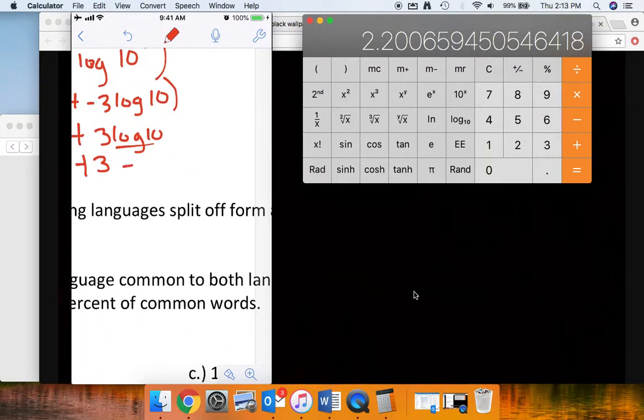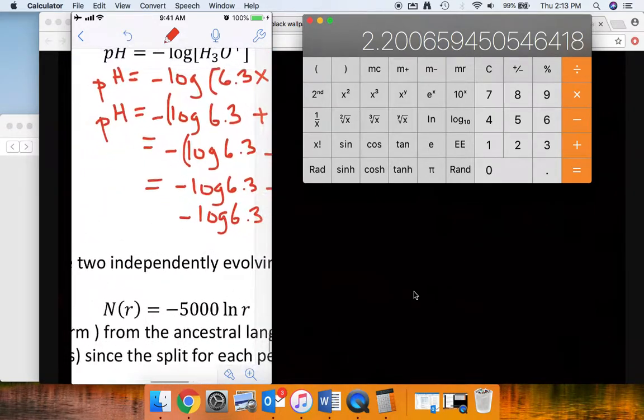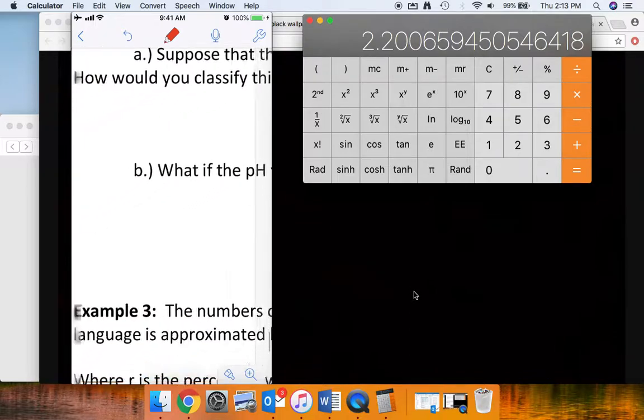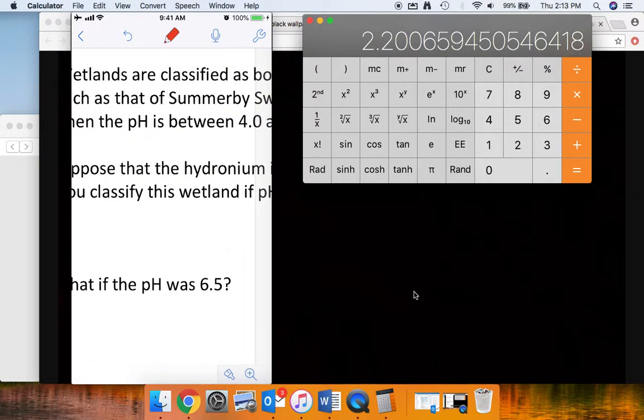That's equal to 2.2, which would be classified as something under 4, so we would say this is a bog. This is definitely a bog, right? 2.2 is way too low.